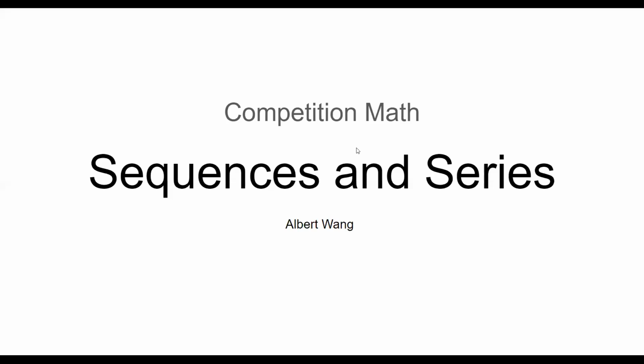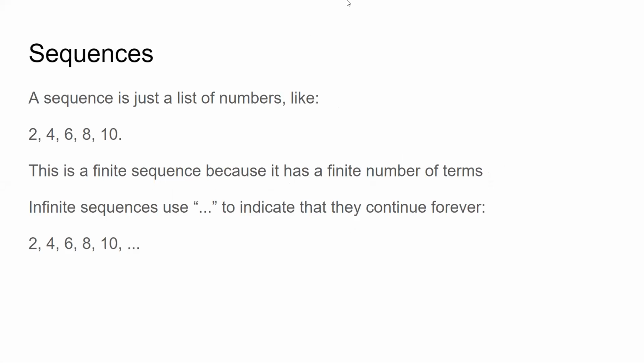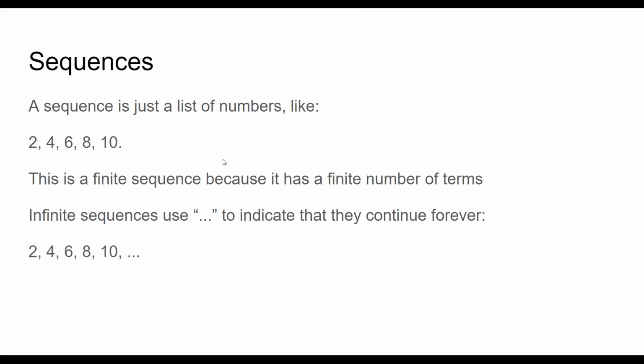Get started. We're going to be discussing sequences and series today. So a sequence is just a list of numbers that follows a pattern. The example here is 2, 4, 6, 8, and 10. The pattern there is pretty obvious. You're adding 2 every time. And this is a finite sequence because it contains 5 terms, and 5 is a finite number.